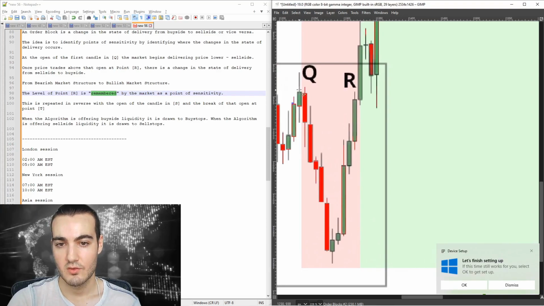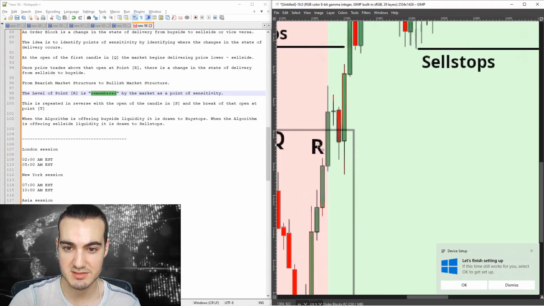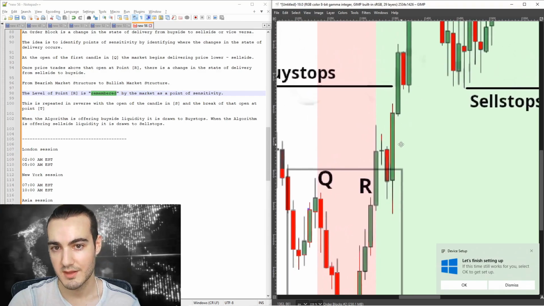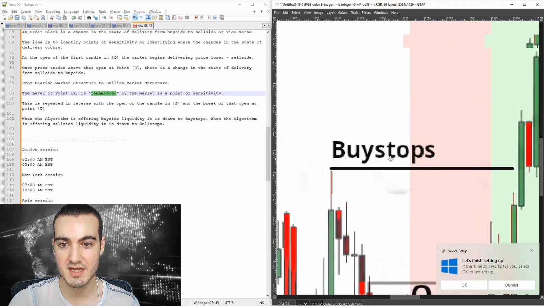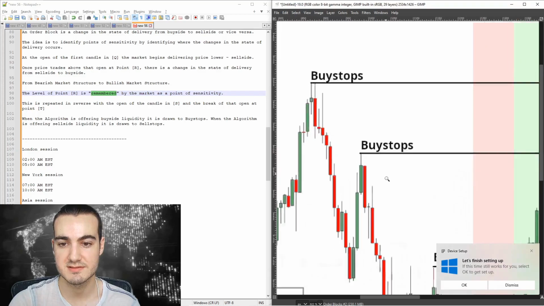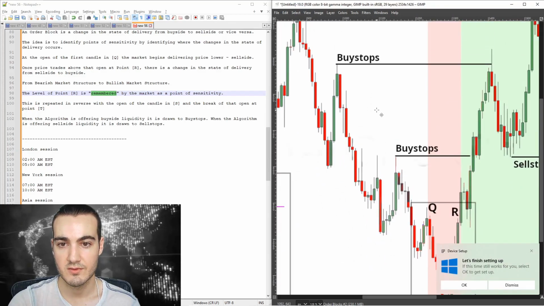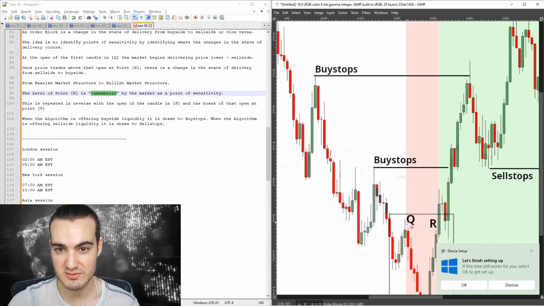So once we switch from bearish market structure to bullish market structure here at point R, we are going to start seeking these buy stop levels that we established on our way down in this price leg here. Okay, so these would be the lower highs on this way down.